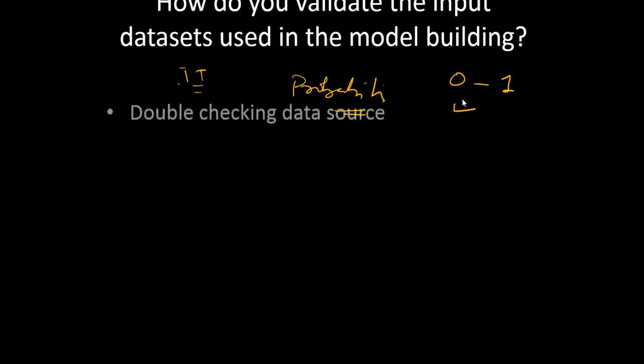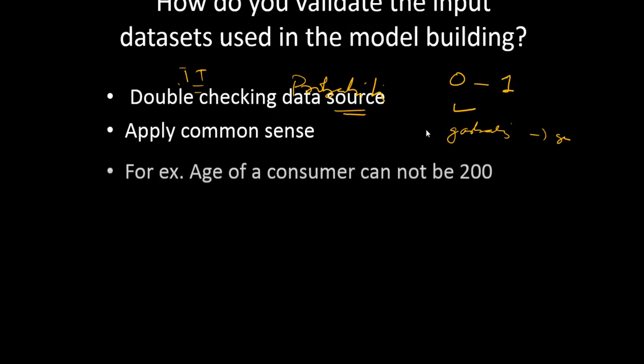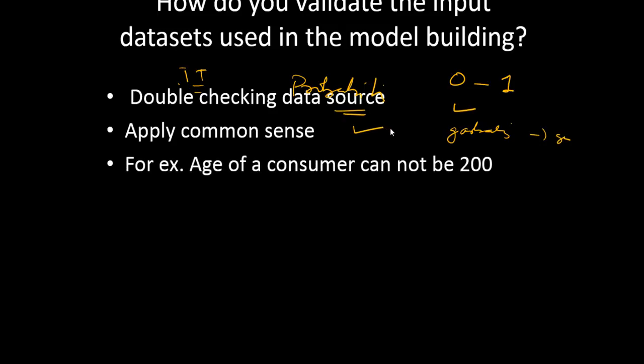So that's important. Ensure that you double check your data source, whether the source itself is correct or is a reliable source. Otherwise, it will be like garbage in and garbage out. The model results will be erroneous. Then apply common sense sometimes. For example, the age of customers cannot be 200, right? So that's wrong data. So that you also ensure.